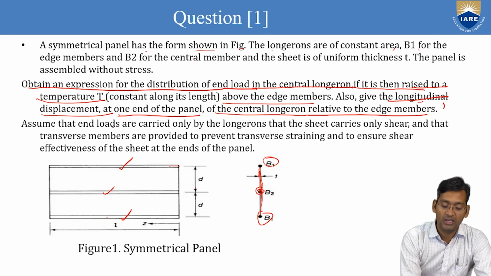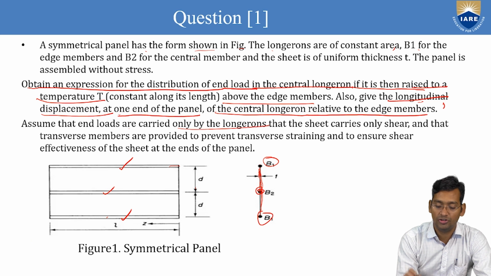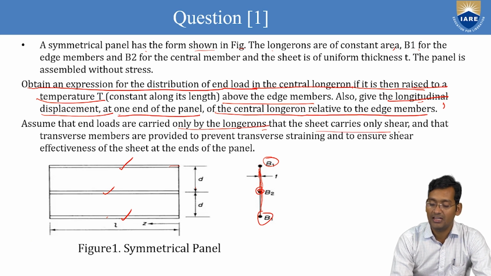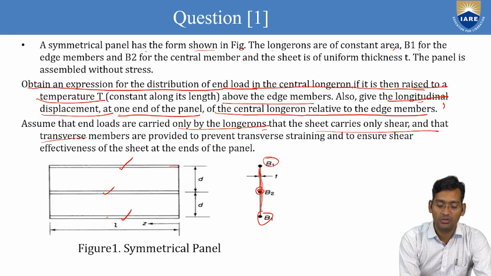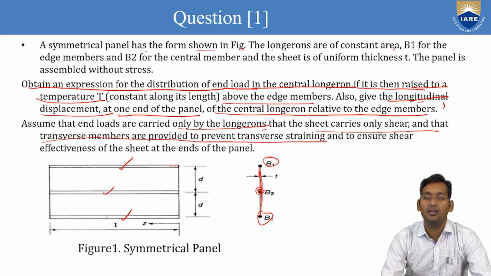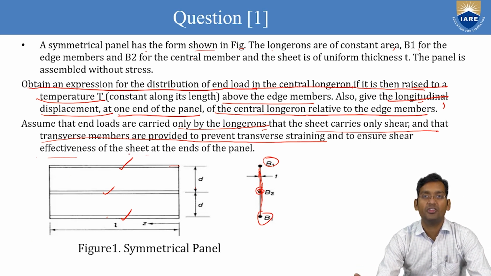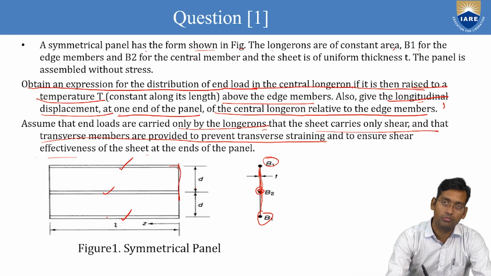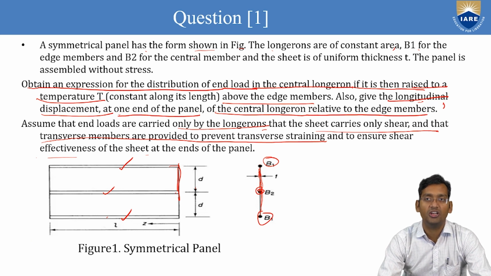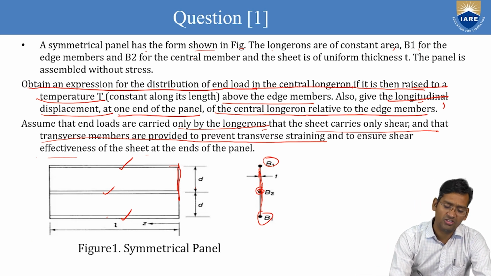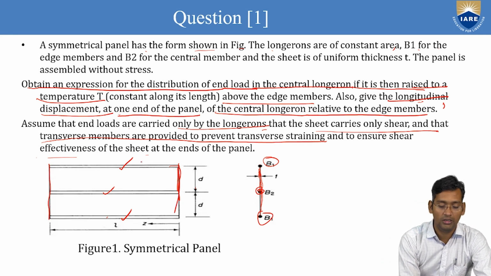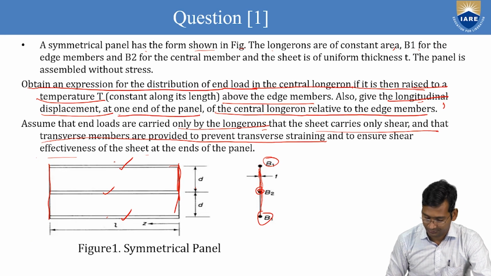Here, assume that end loads are carried only by the longirons, that the sheet carries only shear, and that transverse members are provided to prevent transverse straining and to ensure shear effectiveness of the sheet at the end of the panel. So at the end of the panel there is only shear stress. The transverse members prevent straining, so only over the surface do we have to find it.